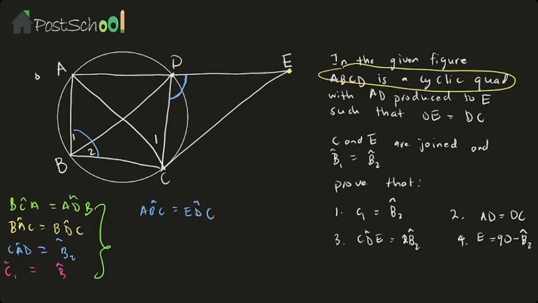Then this plus this is equal to 180. That's very important. Also, BAD plus BCD is equal to 180. And this one is also equal to 180.